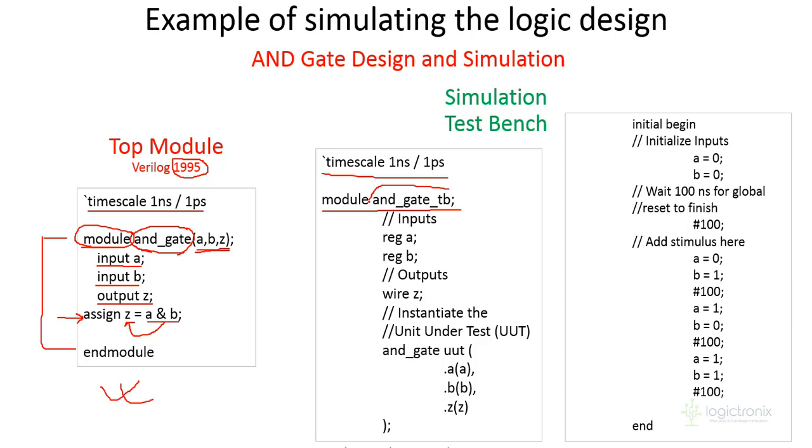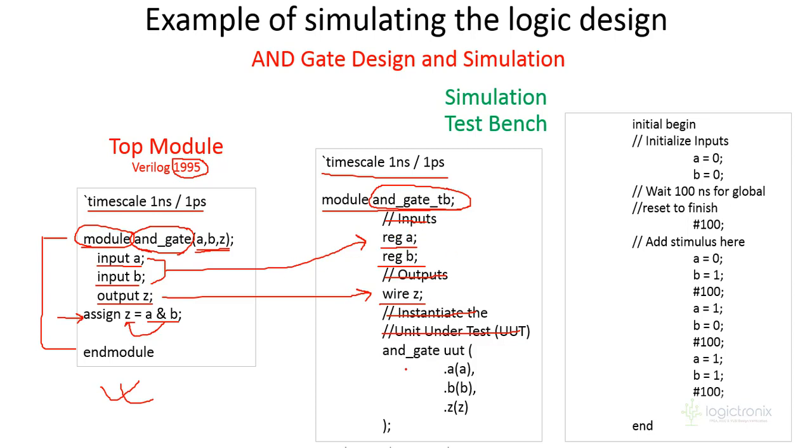Here the name of the test bench module is different from the top module, and the test bench module does not need to have ports. It will just have registers and wires. All the input ports defined in the top module are declared as registers, and the output port is declared as a wire. This is the very basic standard. The double slash things are comments, so comments are not compiled by the compiler. They are just for user information.